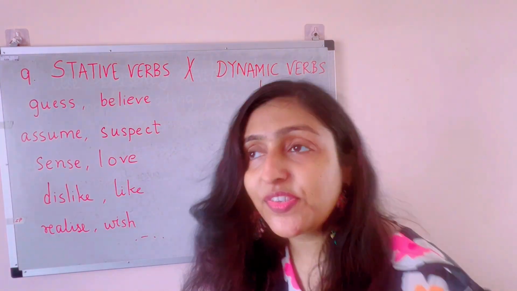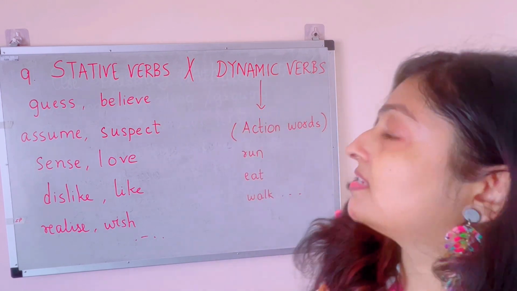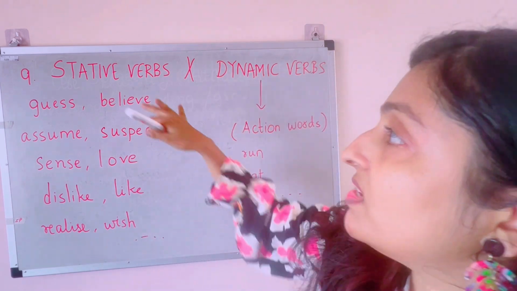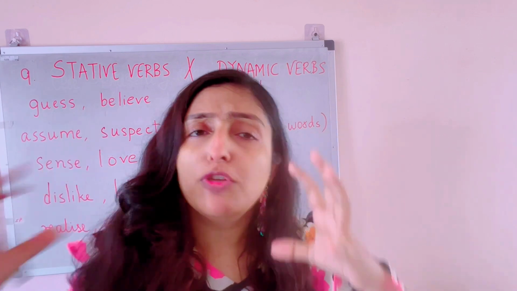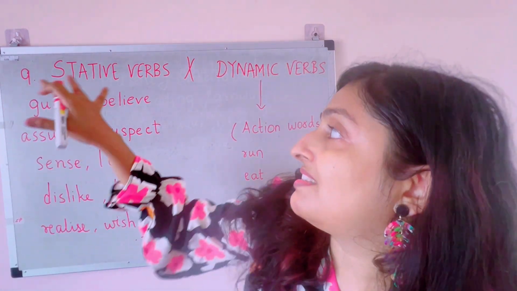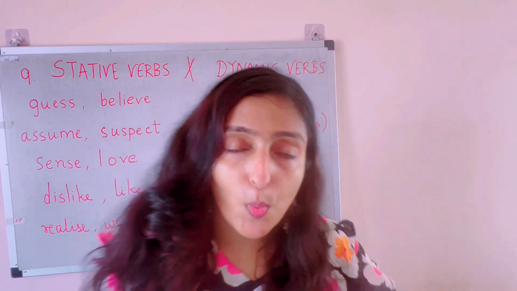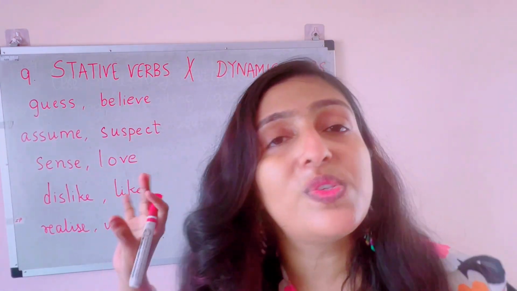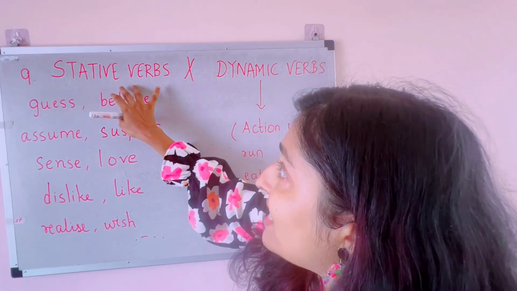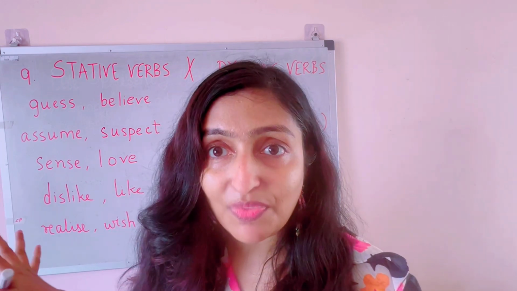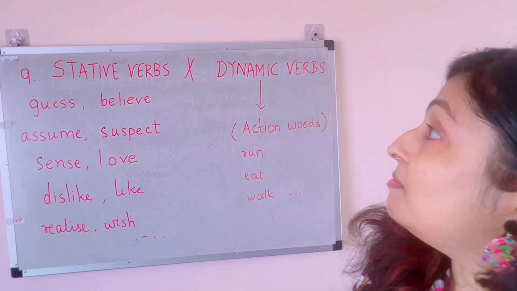Here you need to understand stative verbs and the opposite is dynamic verbs. So what is a stative verb? Anything that is all about thoughts, emotions and feelings is a stative verb, and action words are dynamic verbs. So the thing I want to say here is we do not use present continuous tense with stative verbs. We use present continuous tense only for dynamic verbs.